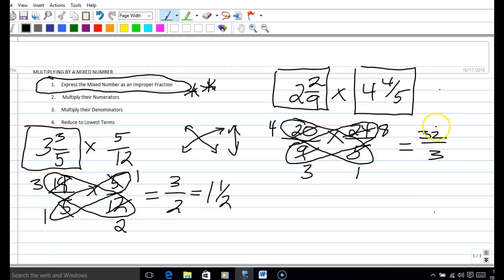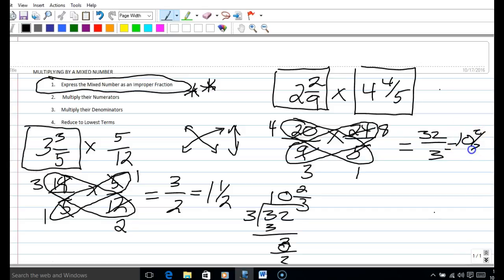And again, this is an improper fraction, so I'd like for you to express that as a mixed number. So I'm going to divide the numerator, 32, by the denominator, which is 3. 3 goes into 3 one time. 1 times 3 is 3. Drop down the 2. 3 will not go into 2, so I put a 0 here to hold the place. 0 times 3 is 0. So I have a remainder of 2. So I take my remainder, which is 2, and place it over my divisor here, which is 3. So this is equal to 10 and 2/3.